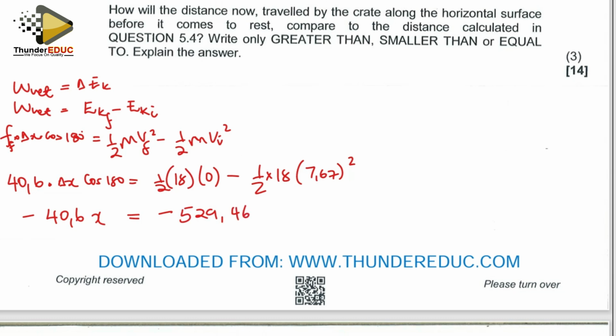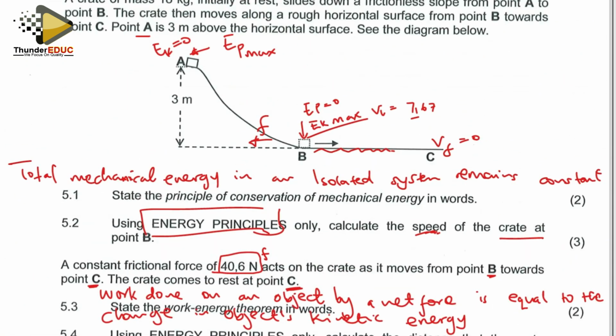13.46. Divide both sides by negative 40.6. This cancels that, which means our delta x is going to be 13.04 meters. Okay, so that distance is 13.04 meters.